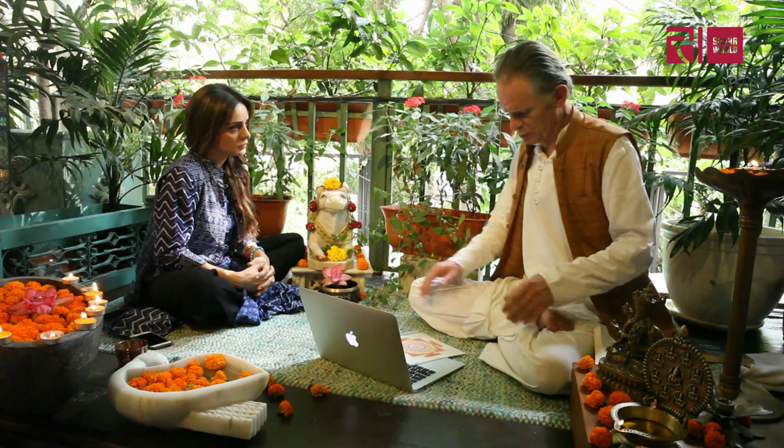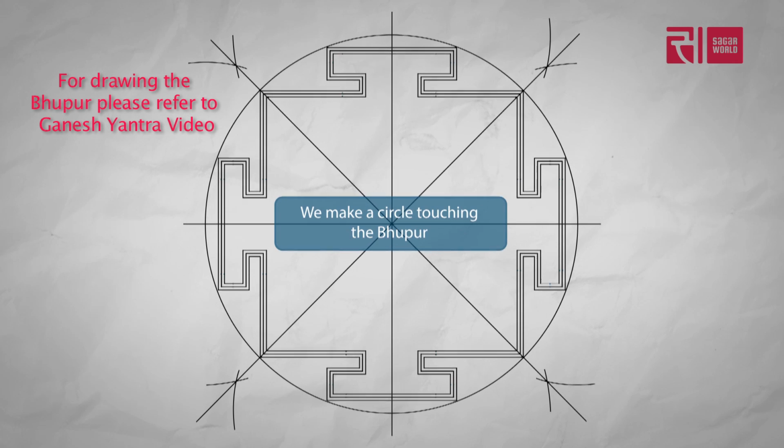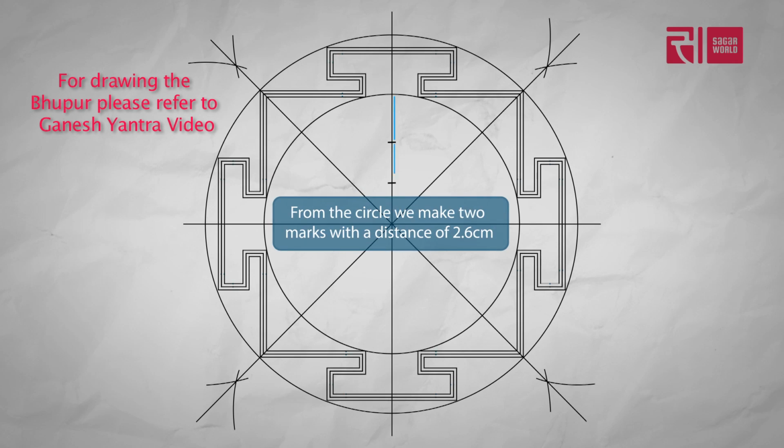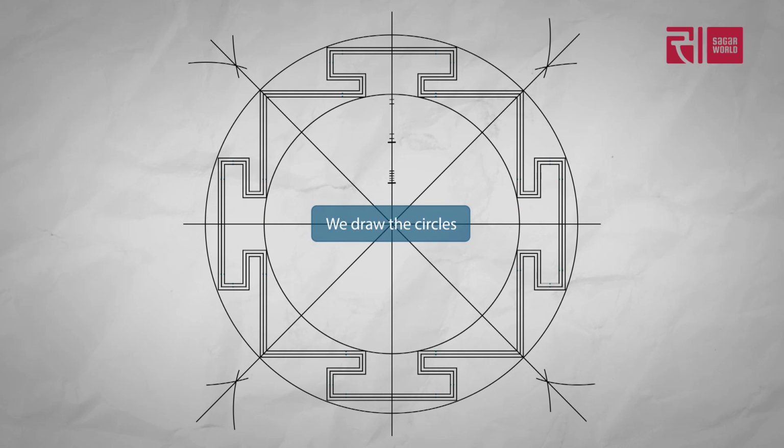Could you walk us through the formation of how we make the Sun Yantra? Yeah, the sun is of course a little bit more complicated. We make a circle touching the pupur. From the circle we make 2 marks with a distance of 2.6 cm. And we make marks for the other circles. We draw the circles.